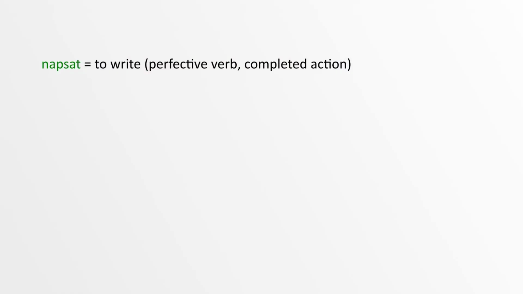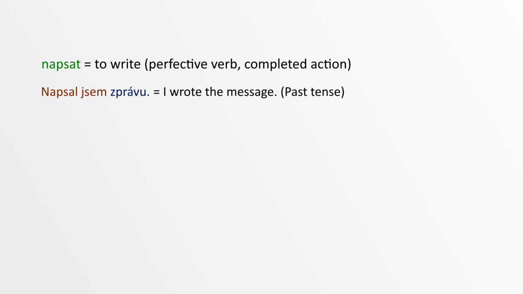But there's an interesting effect of having these two types of verbs, and that is that perfective verbs cannot be used in the present tense. Let me explain. Take napsat. A perfective verb meaning to write something and finish writing it. Naturally, you can use it in the past. Napsal jsem zprávu. I wrote and finished the message. That makes sense. The action is complete.